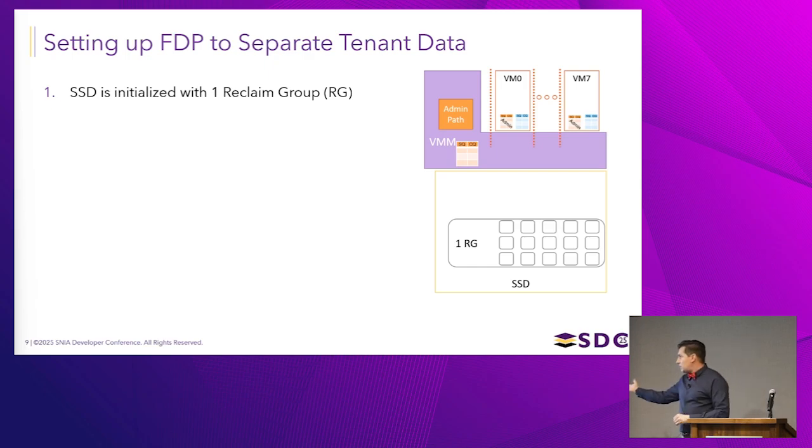So how do we use FDP for separating tenants? We would have, for example, one reclaim group that I have drawn here, and we can initialize that.